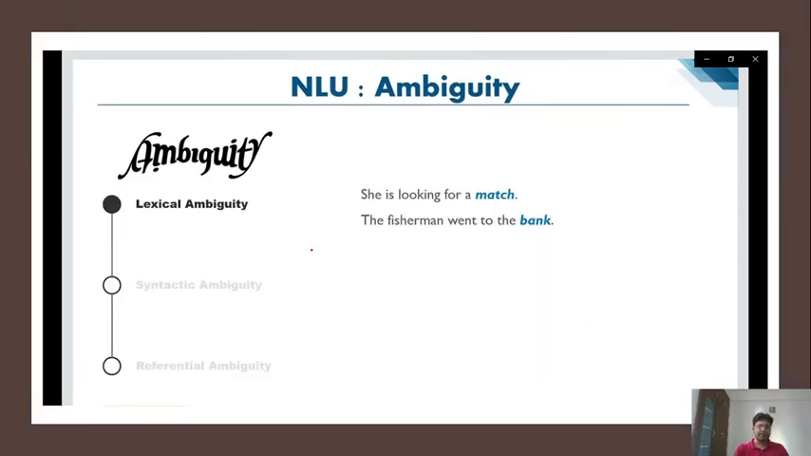So what is lexical ambiguity? Here we have one sentence: she is looking for a match. In this sentence we don't know what match is meant. Is she looking for a cricket match or football match, or is she looking for a partner? It's very ambiguous. Similarly, the fisherman went to the bank. Which bank is meant? The river bank or the money bank, right? So this is lexical ambiguity.